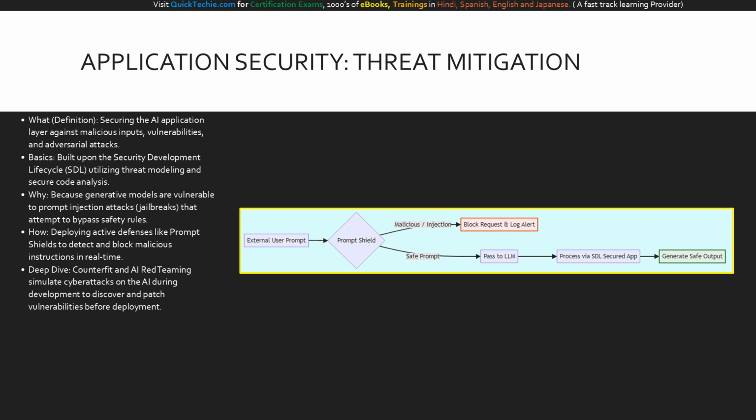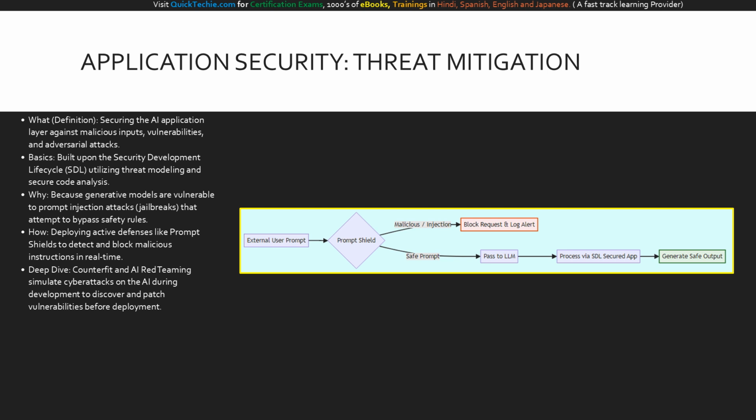Take a look at this application security workflow. We begin on the left with an external user prompt. This prompt must immediately pass through our first line of defense, the prompt shield decision node. If the system detects adversarial intent, like a prompt injection or a jailbreak attempt, the workflow takes the top path, instantly blocking the request and logging an alert highlighted in red. The LLM never even sees the malicious code. However, if the prompt shield determines it is a safe prompt, it takes the bottom path to the LLM.